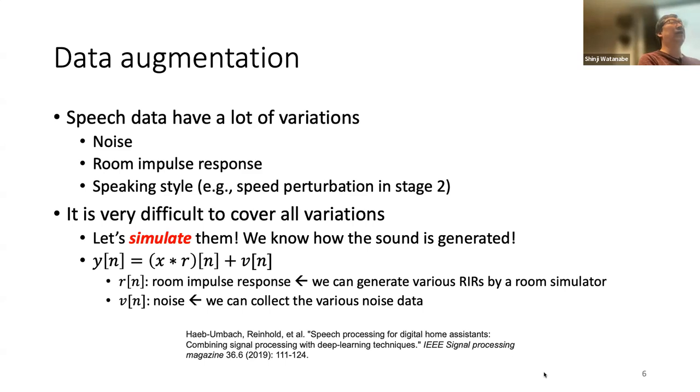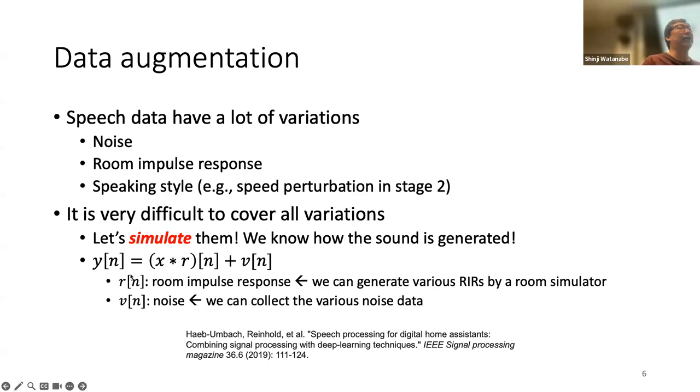Especially for noise and room impulse response, luckily we have a very good property, the additive property of the waveform. The waveform has additivity, right? Sound A and sound B are added, and this becomes a mixed signal. Just adding the two waveforms, we can make noisy data. It sounds very obvious, right? But this is not true for other media like text and images. Speech luckily has this nature, and the same holds for the room impulse response.